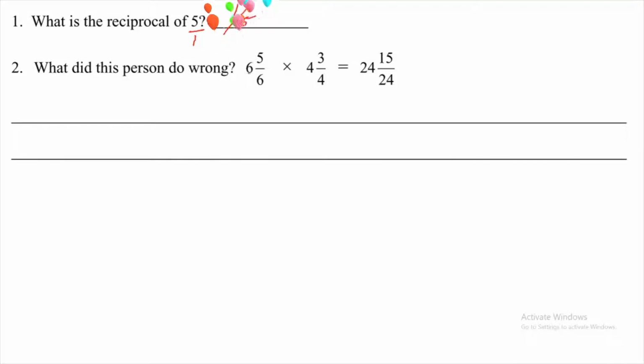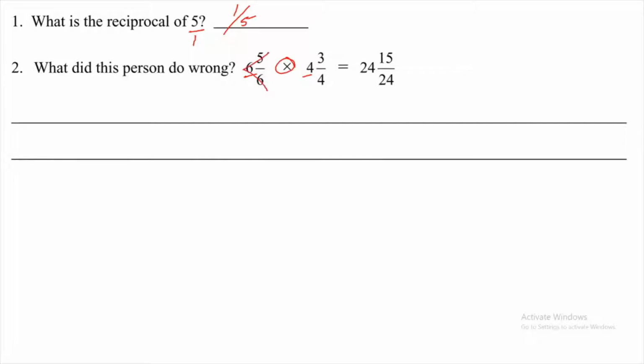Okay? What did this person do wrong? 6 and 5, 6 times 4 and 3/4. When you look at it, you'd say, well, this kid just did 6 times 4, which is 24. They did 5 times 3, which is 15. And 6 times 4, which is 24. They just multiplied 3 different numbers. And that's not how you would solve this problem, because as a whole, you're looking for 4 and 3/4 of this entire number, not just part of it, right?